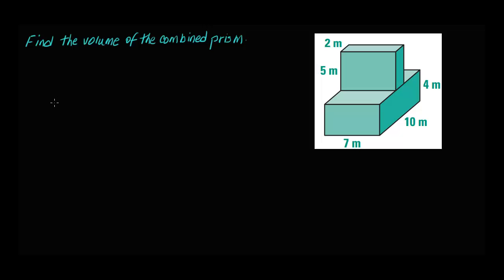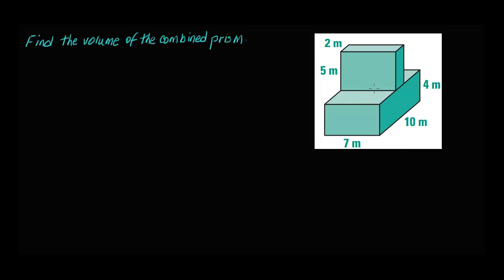Hello everyone, these are some extra examples on finding volume. In this case, we're going to find the volume of the combined prism. Notice that this diagram shows one box that's on the floor and then there's another box on top. This sort of looks like when we're stacking presents underneath a Christmas tree. We have a bigger present at the bottom and a smaller boxed present on top of that one, okay?